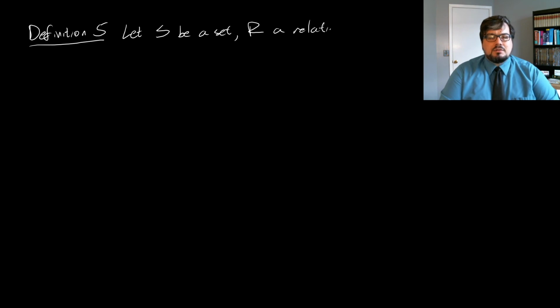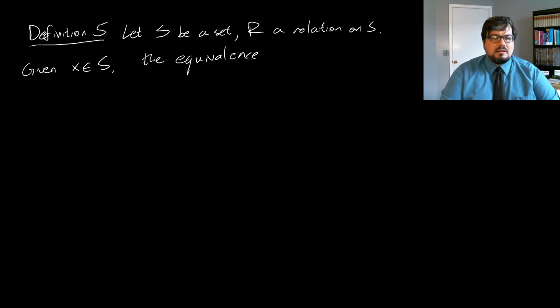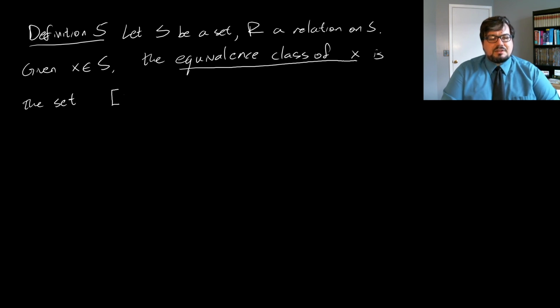So let's see. This is definition 5 in the notes. Let S be a set, R a relation on S. Given any element x of S, the equivalence class of x is the set, which we're going to denote with square bracket x, and it's the set of all y in S such that x is related to y.